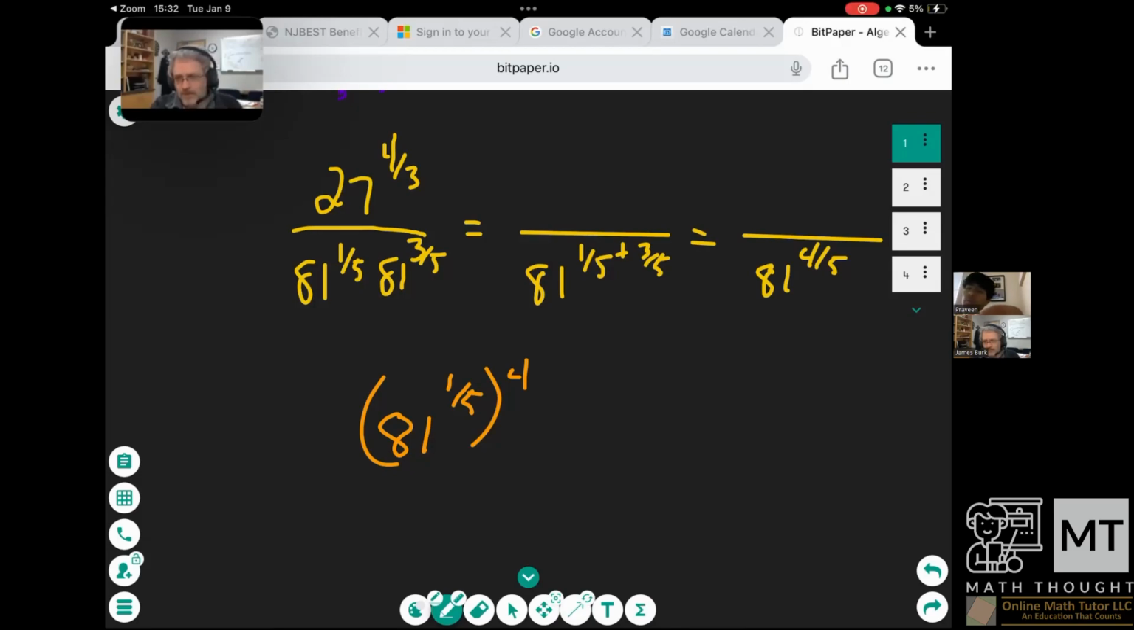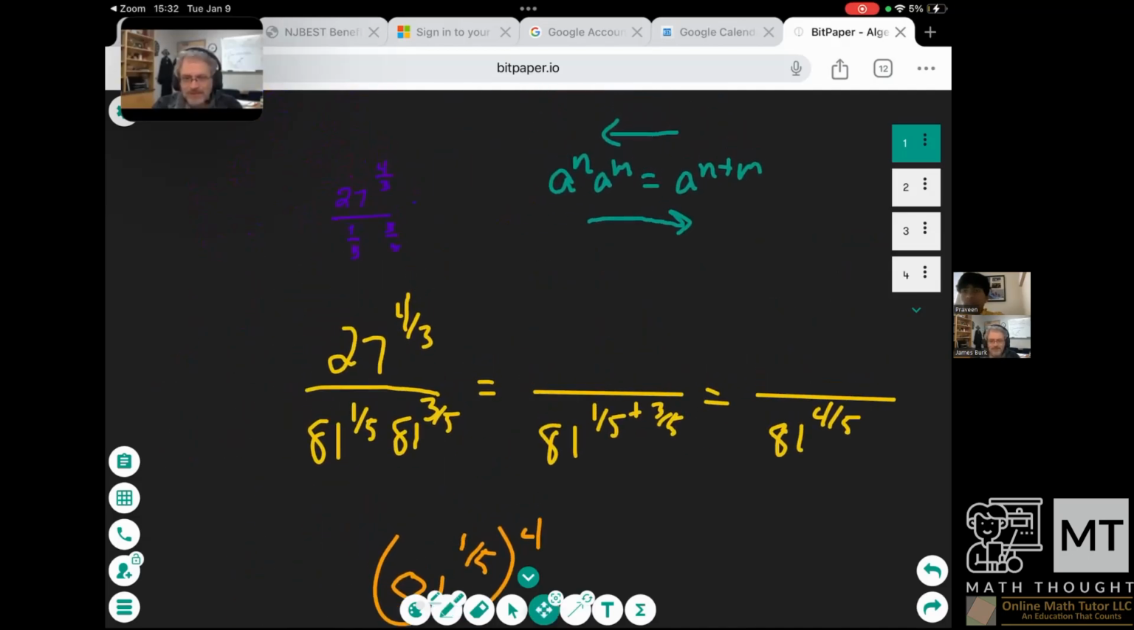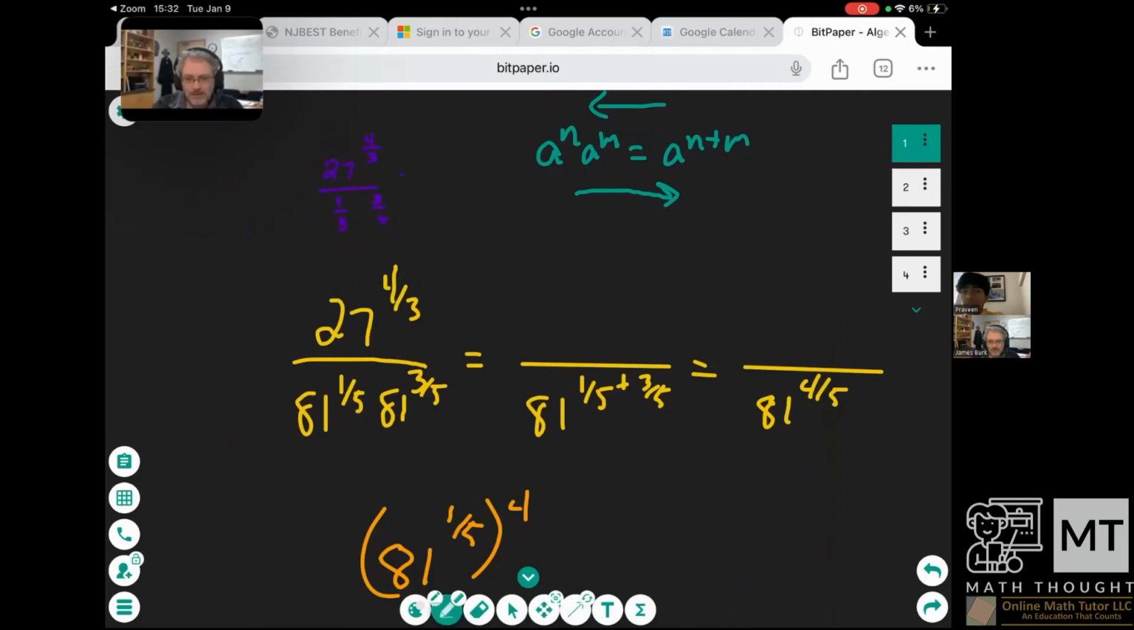Okay, gotcha. Now, if I take the fifth root of 81, what's going to happen there? The fifth root of 81. Well, I know the fourth root of 81 is 3, but I don't think it has a proper fifth root, does it? Right, so you're going to have a little bit of a problem here in this particular case. Yeah, you'll end up with a decimal, I believe.